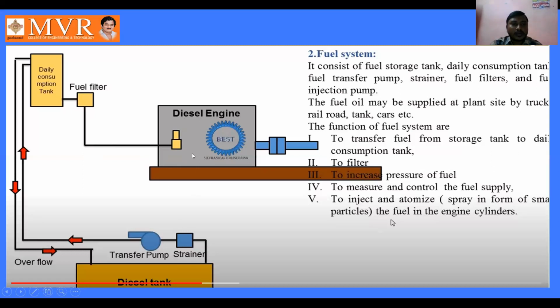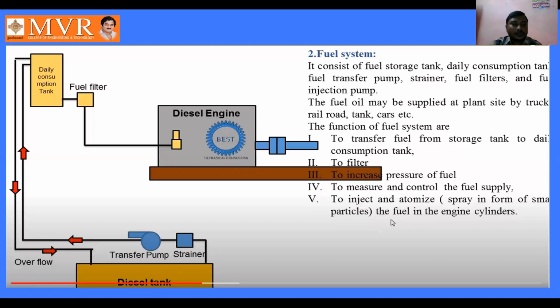See here, once again I am going to explain this diagram. The diesel which has been coming from various areas by using trucks, railroad, tank and cars, by using different vehicles, we are going to collect the diesel from different areas, and we are going to stock this diesel in the diesel tank. Whenever the diesel is required for generating the power, we are going to use it from this diesel tank.